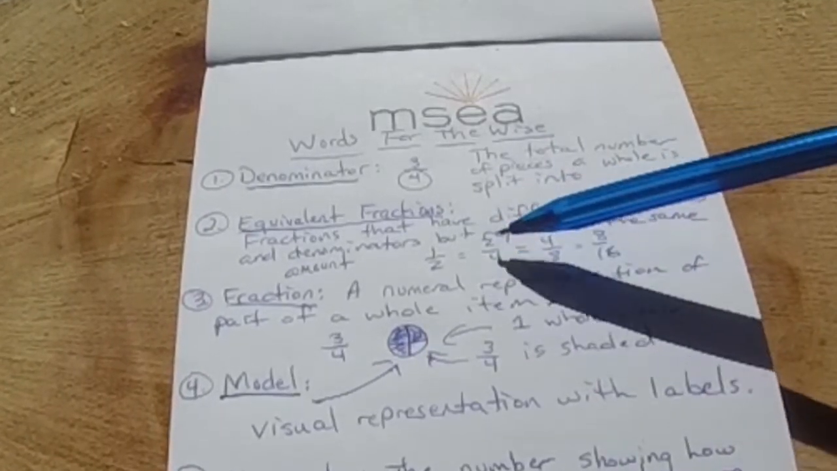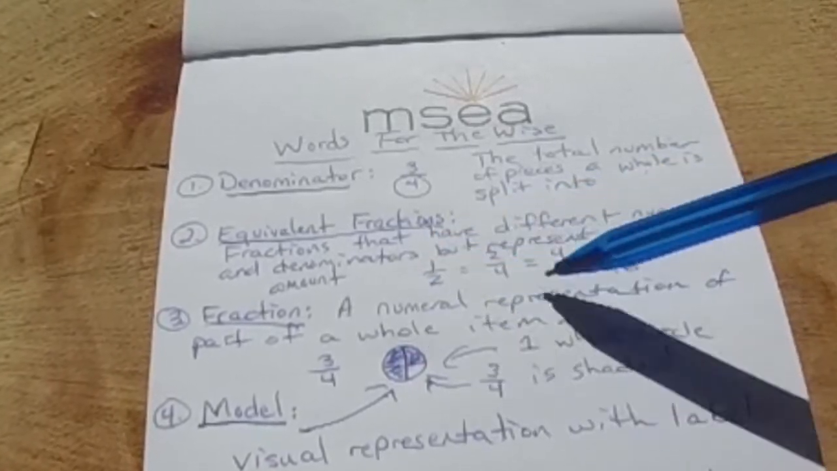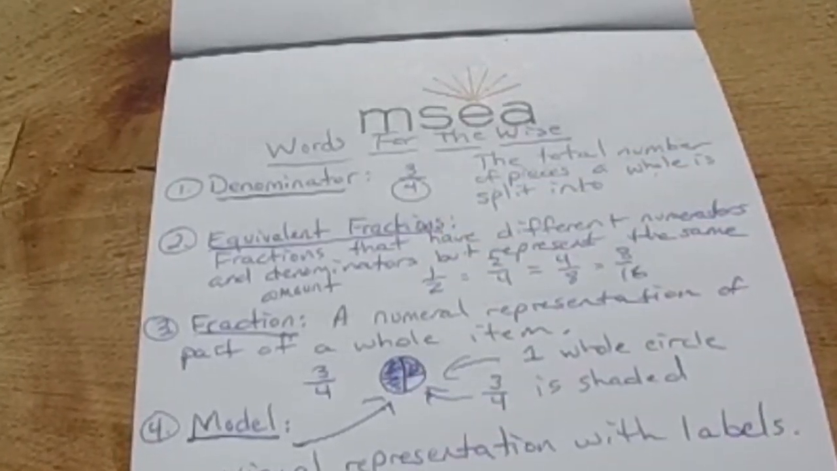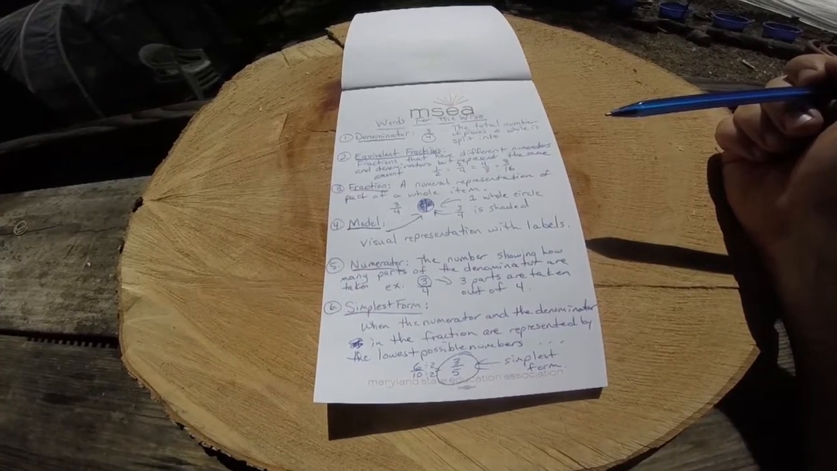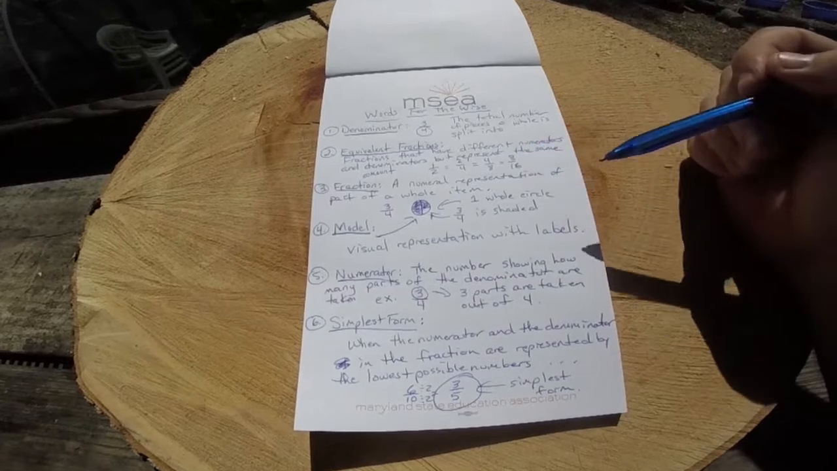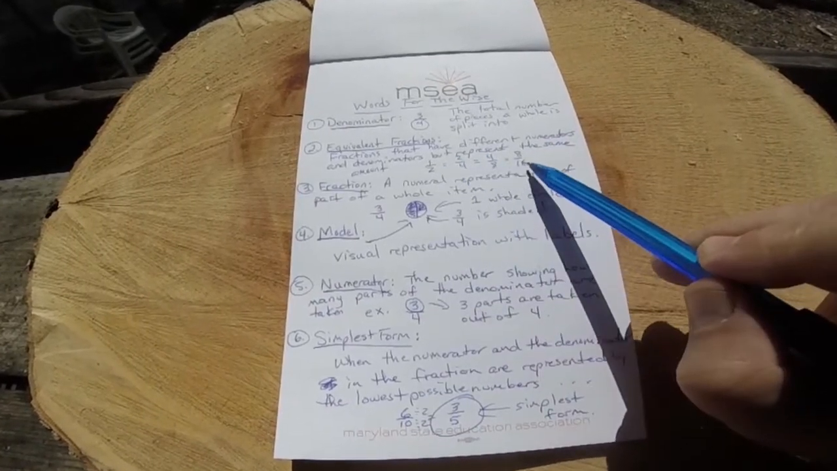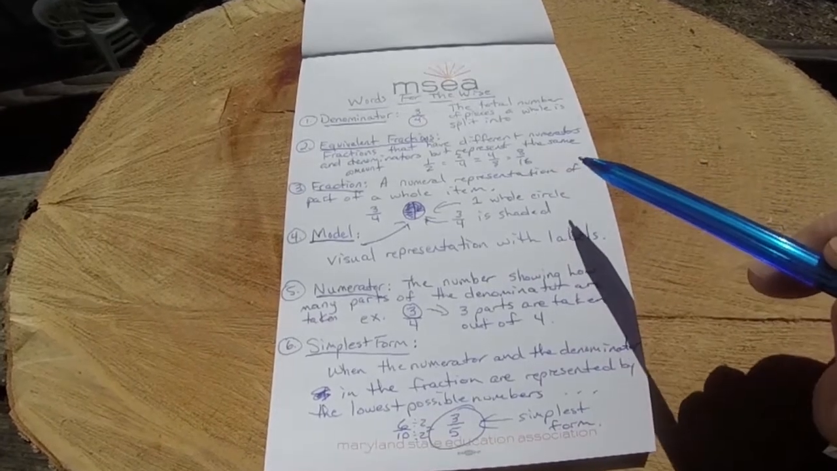So we all know that 1/2 equals 2/4. That also equals 4/8, and that also equals 8/16. These are equivalent fractions. They all represent the same amount. If you had 1/2 of a pizza, it's the same as having 8/16 of the pizza. As the denominator gets larger, the pieces just get smaller, and you have more of them.